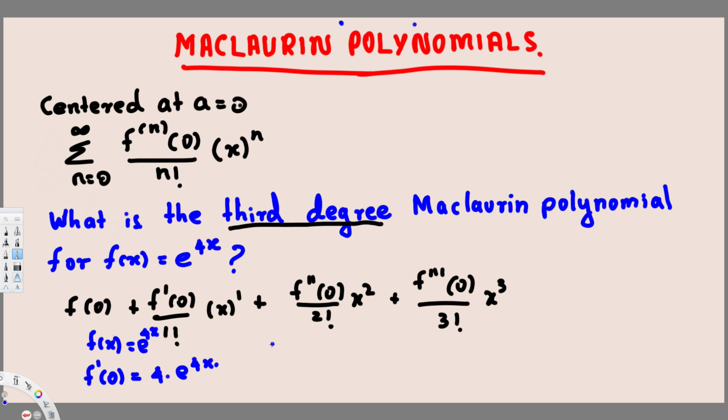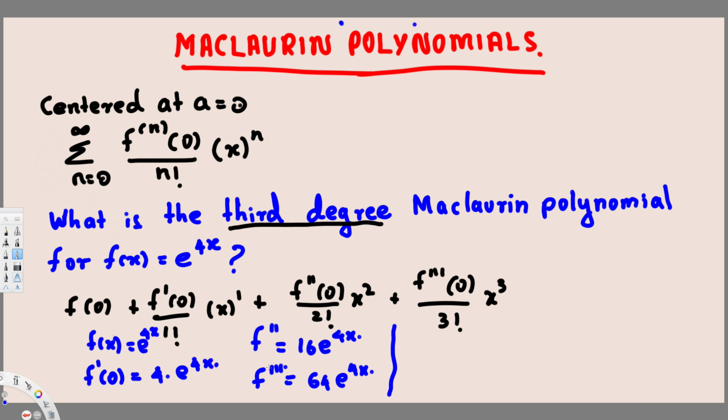That's the first derivative. Now let's take the second derivative. Again, one more 4 comes out, so that's going to be 16 times e to the power 4x. And the third derivative is 16 times another 4, that's 64 times e to the power 4x. So these are the derivatives.